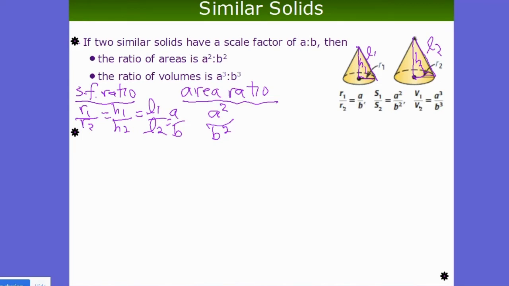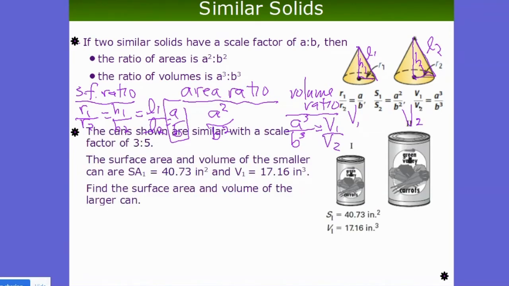But we have another dimension here. We have this idea of volume. So you have a volume ratio as well. And the volume ratio is start with your scale factor ratio and then cube that, raise that to the third power. And that way, if I knew the volume of this one, I could find the volume of that cone by setting it equal to that ratio there.